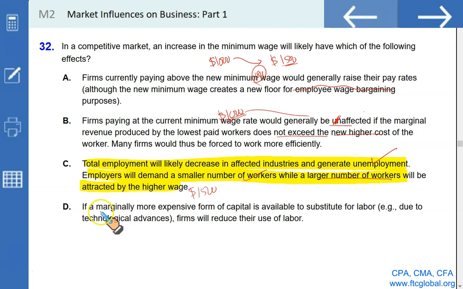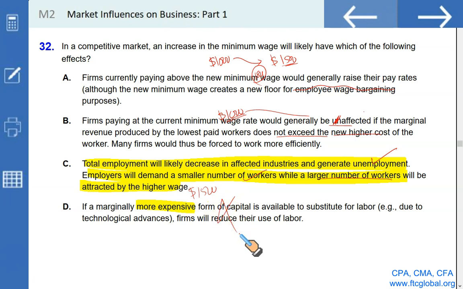What about D? If a marginally more expensive form of capital is available to substitute for labor, the firms will reduce their use of labor. This is a totally ridiculous option. Why would we replace labor to move to capital that is more expensive than the higher wage? The correct option would have been: if a marginally less expensive form of capital, less than $1,500, is available to substitute for labor, firms will reduce their use of labor.